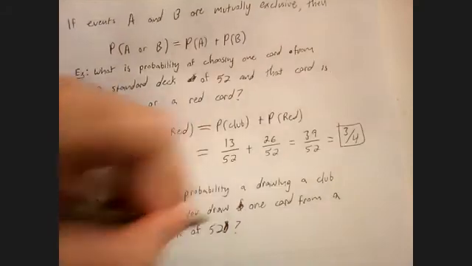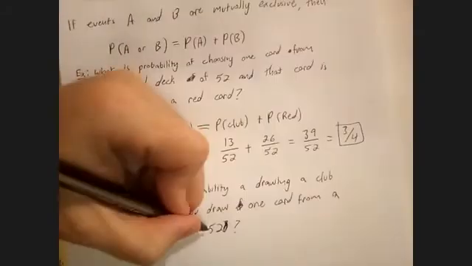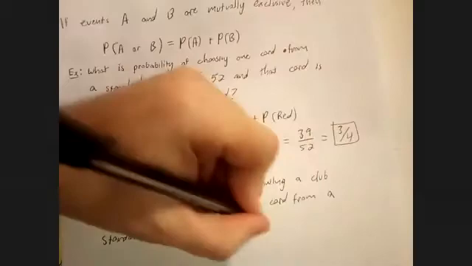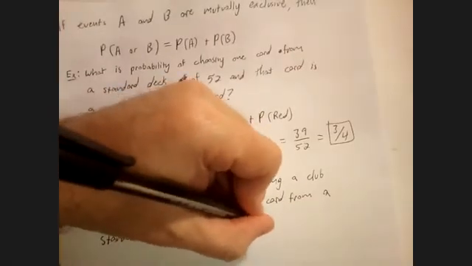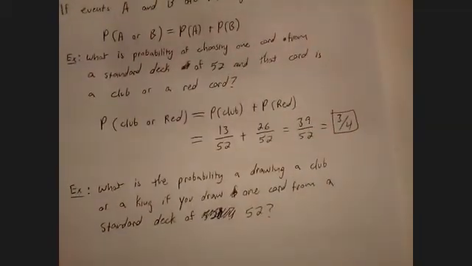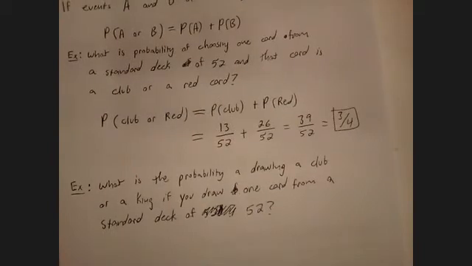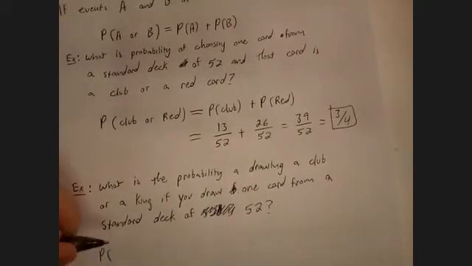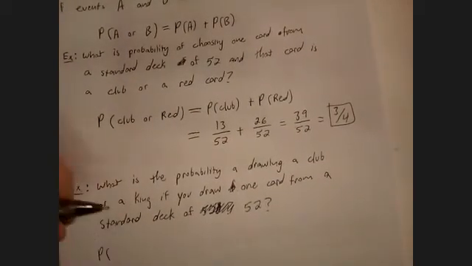Question mark. Oh, that looks like a big number. So a standard deck of 52. Question mark. So here we go. Probability of club.